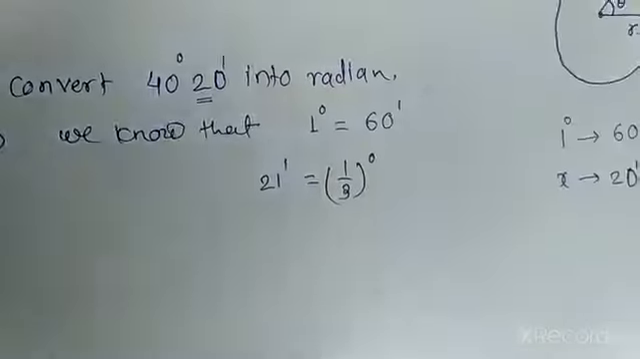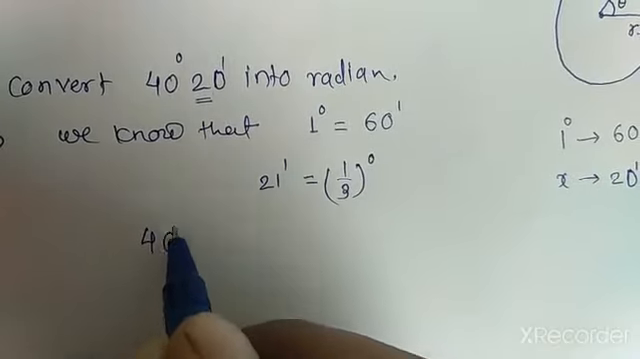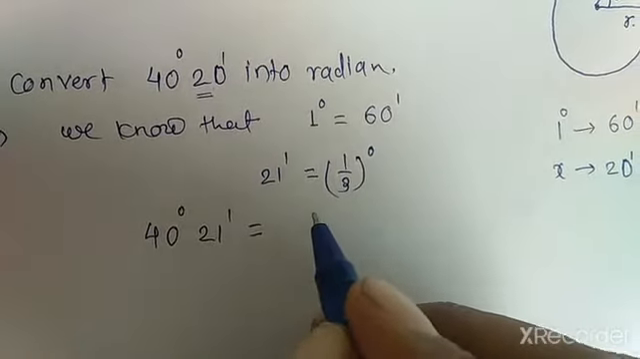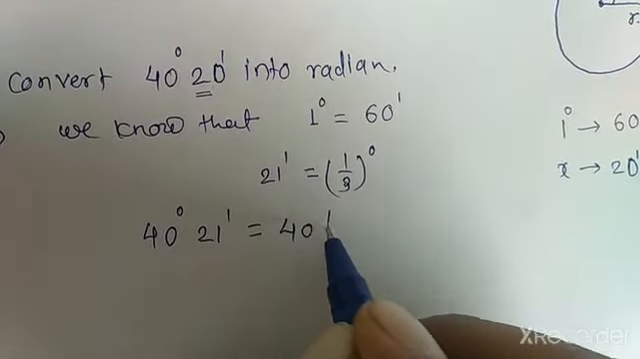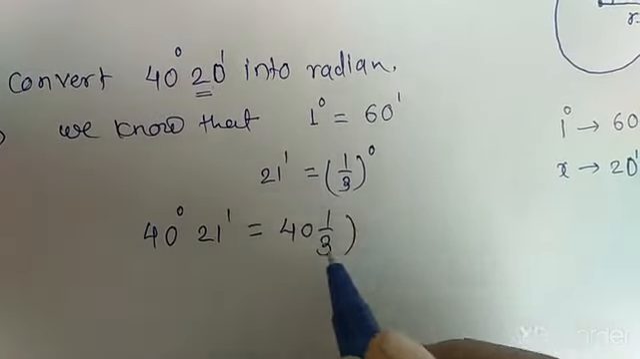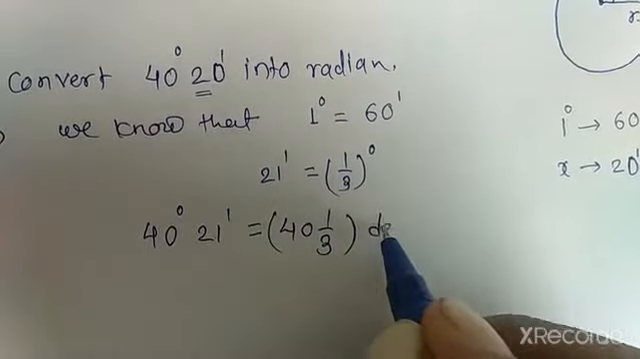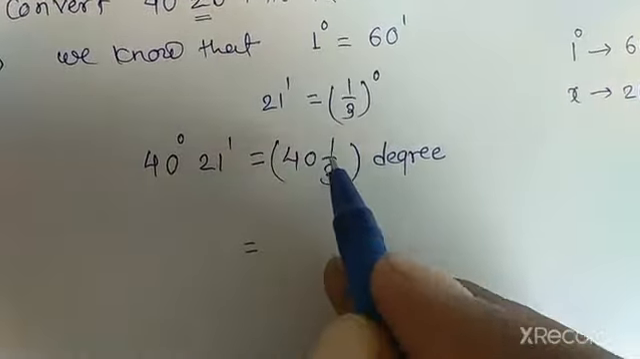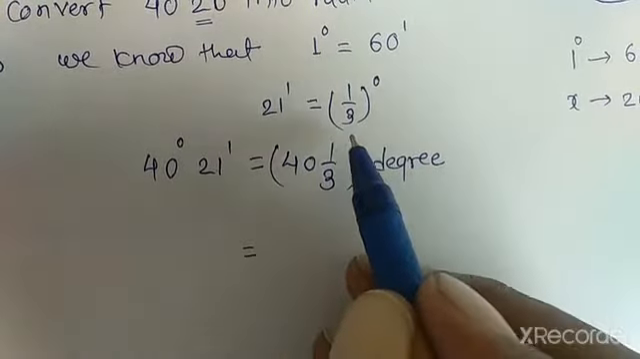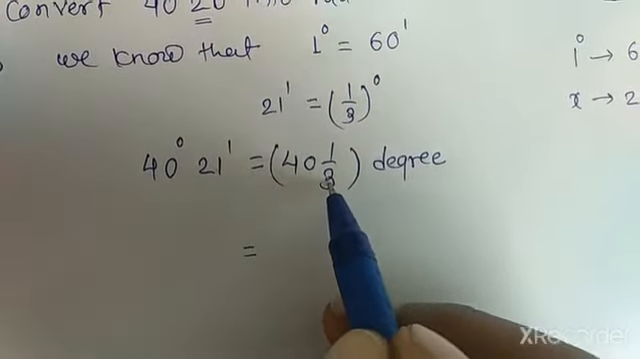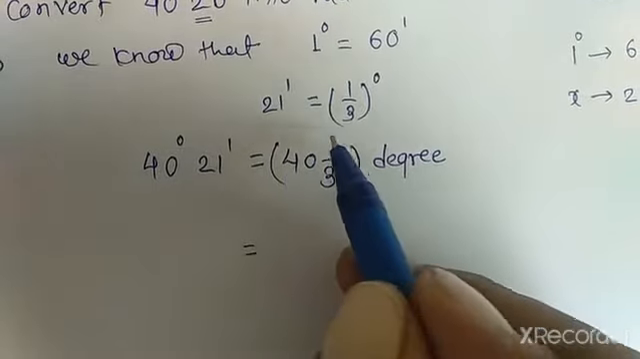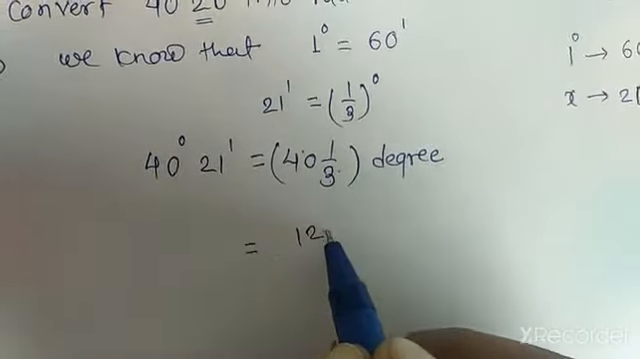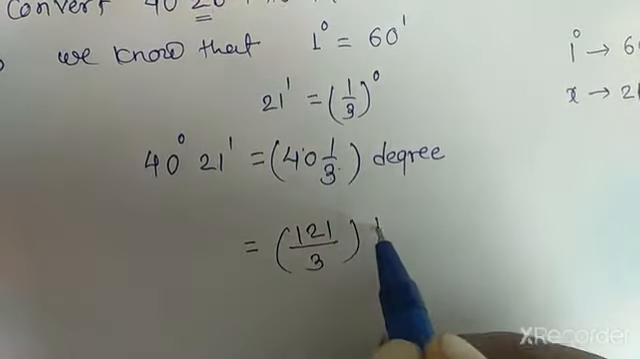So 40 degree 20 minute can be written as 40 and 1 upon 3 degree, which means 3 into 40 plus 1. 3 into 40 is 120 plus 1, which is 121 upon 3 degree.